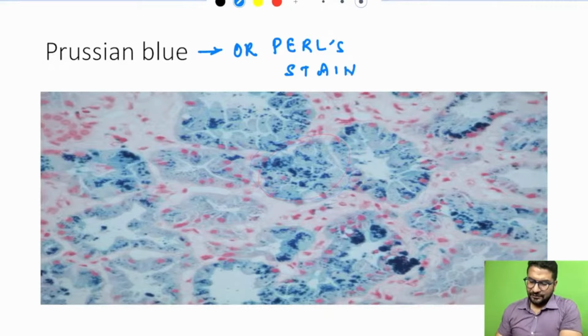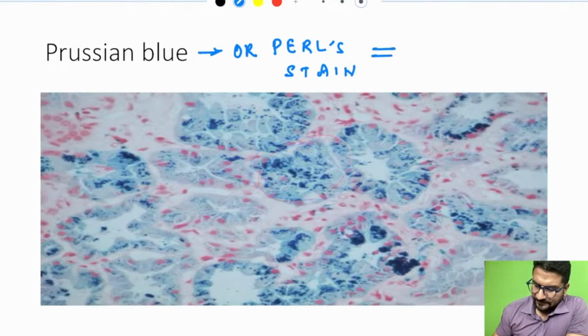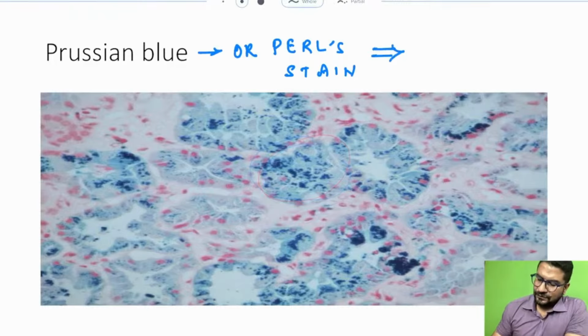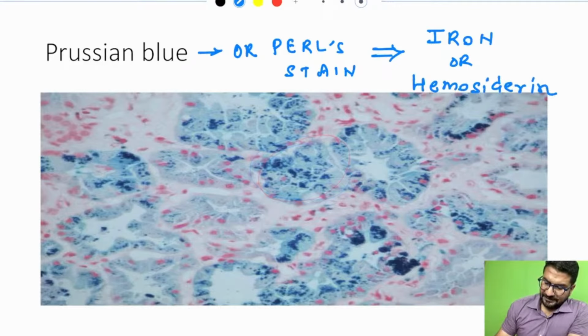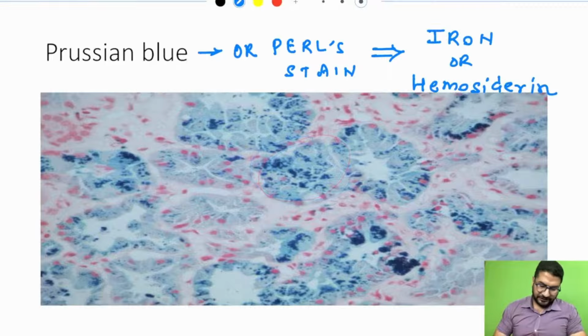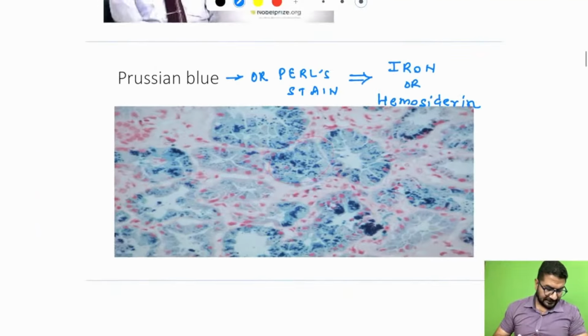And this Prussian blue or pearl stain, we use to see iron, or I can say precipitated form of iron. Iron का precipitated form को क्या बोलते हैं? We call this hemosiderin. Precipitated form of iron is called hemosiderin. So this is about Prussian blue. Done.